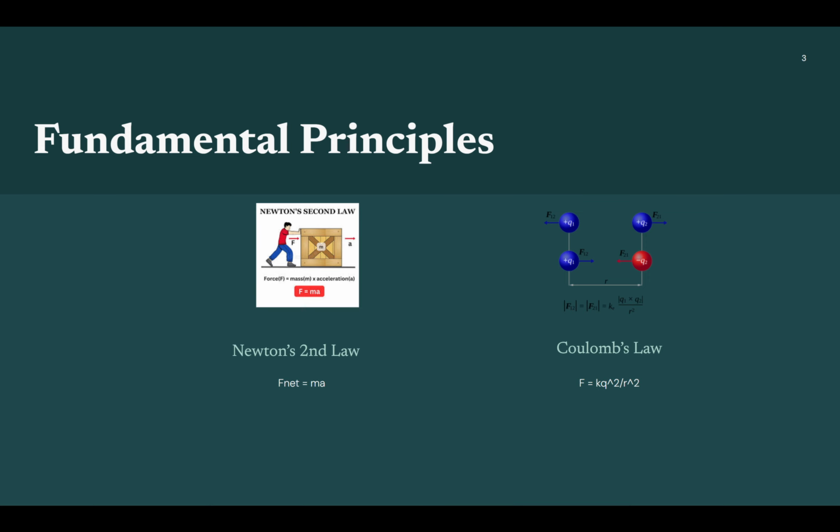The fundamental principles we will be using are Newton's second law, which states that F net equals ma. In our experiment, we notice that our top piece of tape is not moving, so when we set acceleration equal to 0, we notice that F net equals 0. We will also be using Coulomb's law, which is used to find the interactions between two particles with different charges.